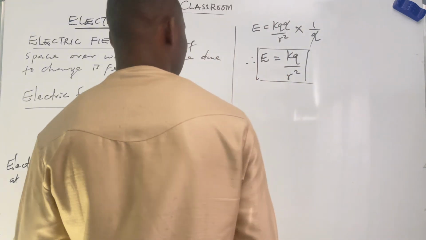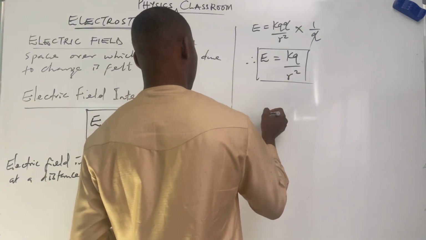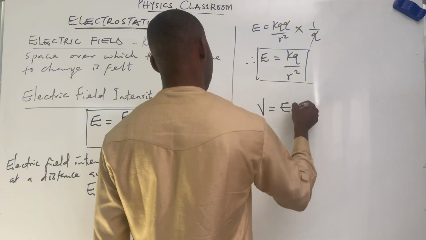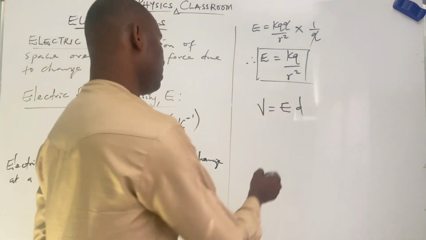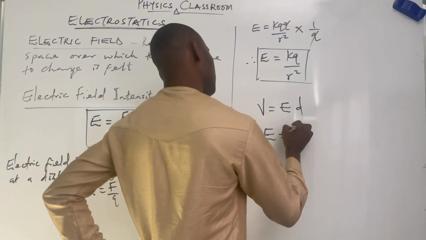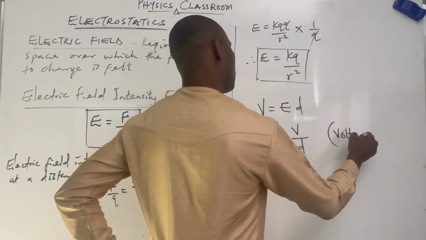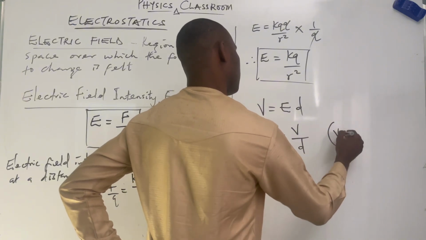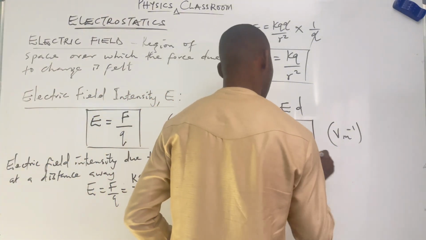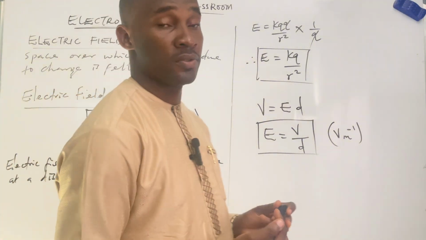Then another thing you still need to recall is that from electric potential, you have V is equal to electric field strength or electric field intensity times the distance D. So from here, you can easily make electric field the subject of the formula, which will now be equal to V over D. And the unit here will be volts per meter. So please take note. This is the third formula we can use to calculate electric field intensity. It's very important.